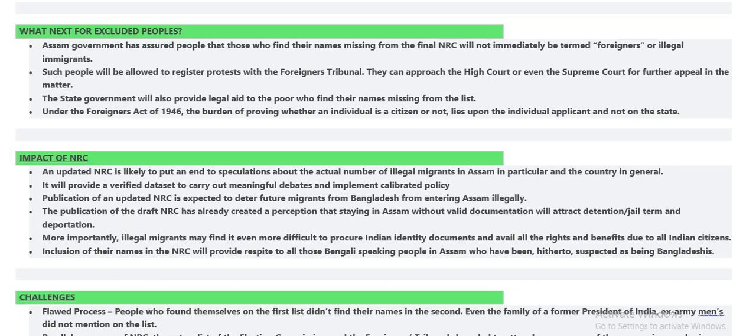Under the Foreigners Act of 1946, the burden of proving whether an individual is a citizen or not lies upon the individual applicant and not on the state.